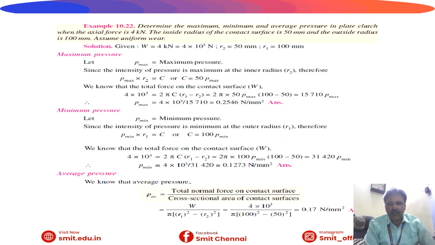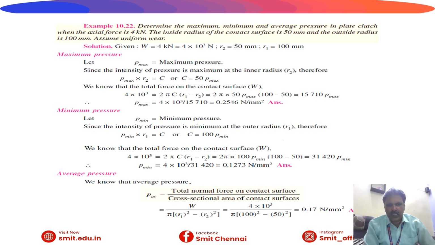P max is the maximum pressure, therefore P max into R2 equal to C. Again we are using the formulas. This is the condition. For maximum pressure, we have to use this relationship. Then we have the formula W equal to 2 pi C into R1 minus R2. Upon calculating, we will get P max equal to 0.2546 Newton per mm square.